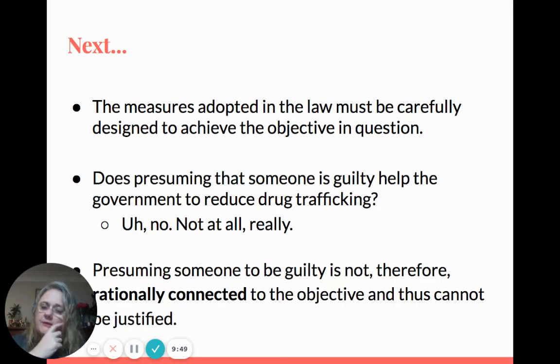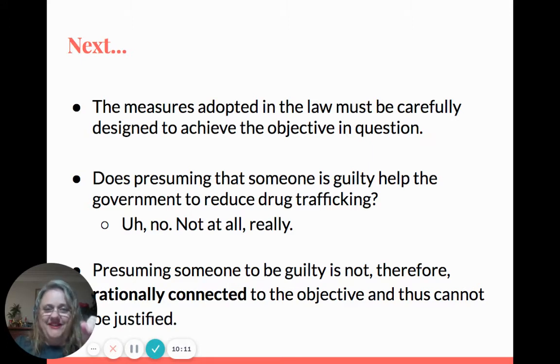Let's look at the second part. The measures adopted in the law have to be carefully designed to achieve the objective in question. So when we look at Oakes and we look at the Narcotics Control Act, does presuming that someone is guilty help the government to reduce drug trafficking?